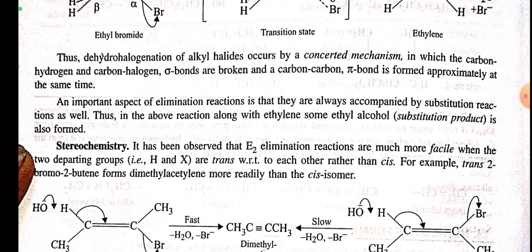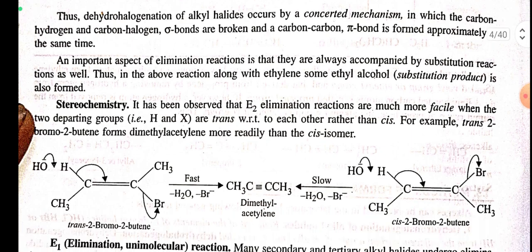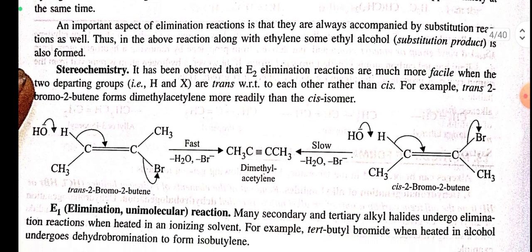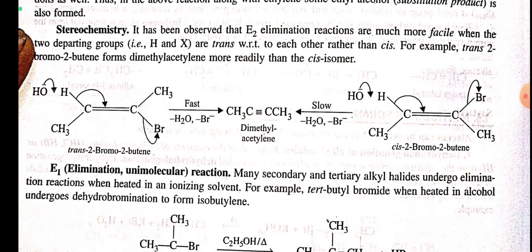Thus, the dehydrohalogenation of alkyl halides occurs by a concerted mechanism in which the carbon-hydrogen and carbon-halogen sigma bonds are broken and the carbon-carbon pi bond is formed approximately at the same time. An important aspect of elimination reactions is that they are always accompanied by substitution reactions as well. Thus, in the above reaction, along with ethylene, some ethyl alcohol is also formed.